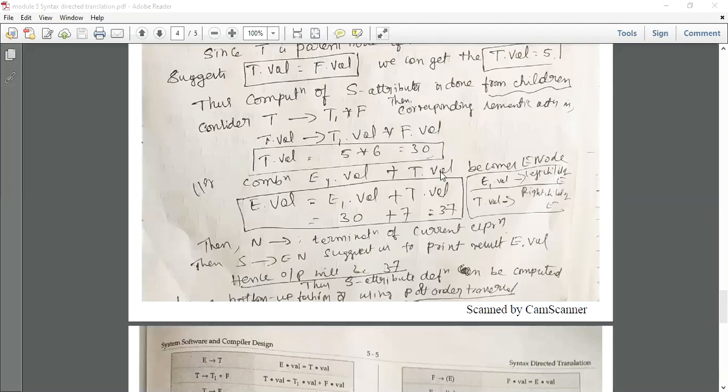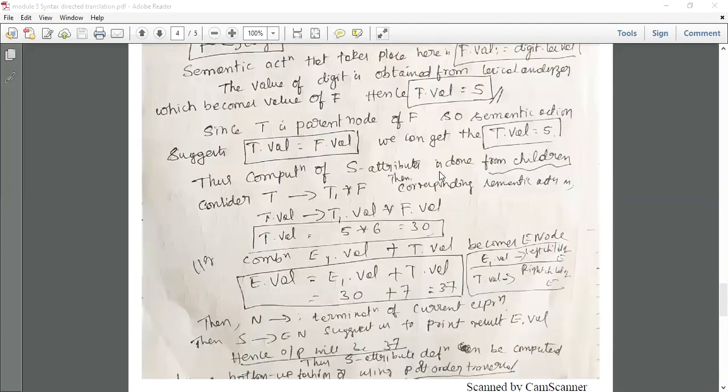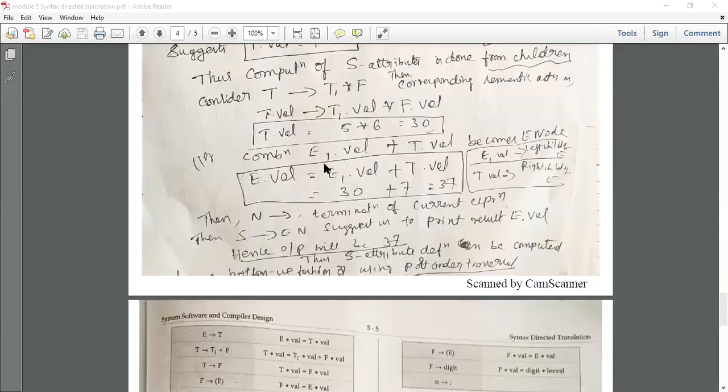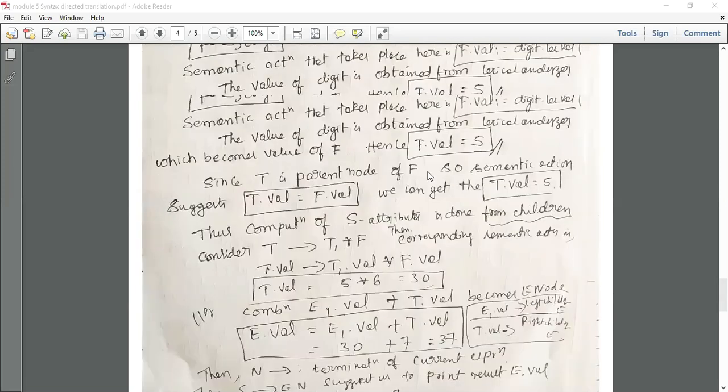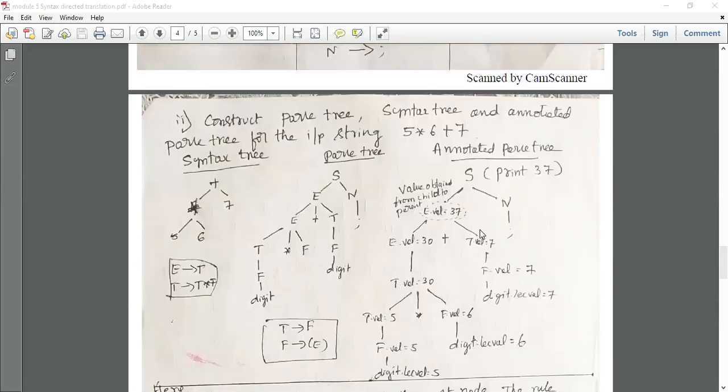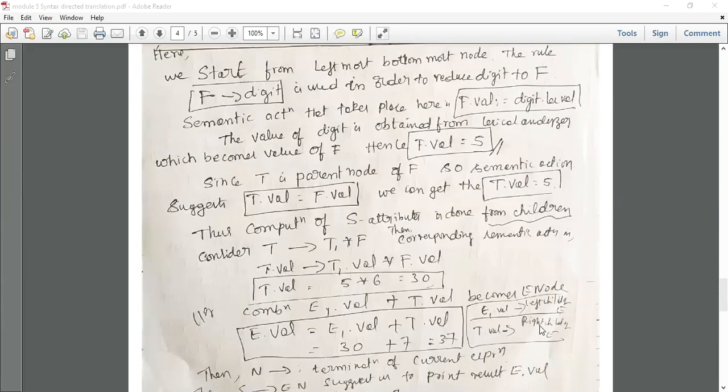Whatever answer you got for T dot value is the same for both T and F, since it is E to T. So E1 will definitely be the final answer, that is 30. But that is to be added with the T dot value 7, which equals 37. That T dot value will be the right child of E. Wherever we write E plus T, this T will be the right child of E, so here also I have written right child of E. E1 dot value will be the left child of E.